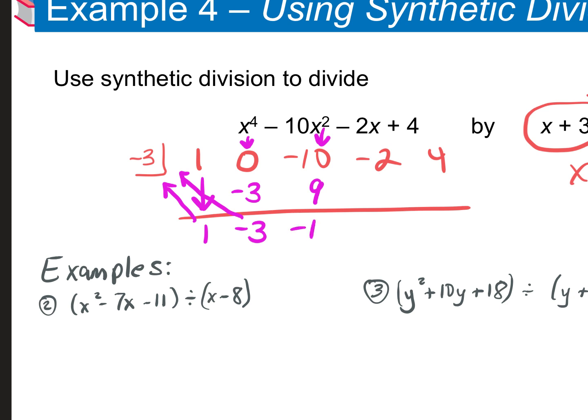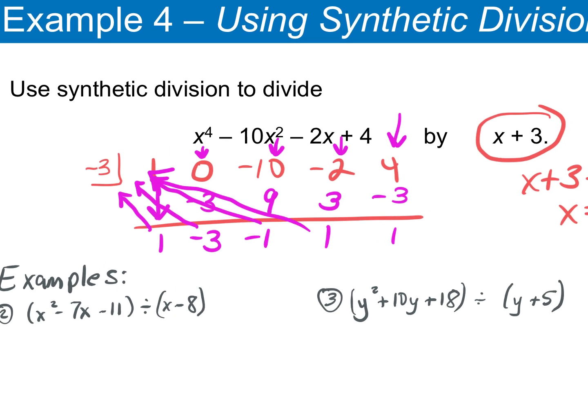What's negative 10 plus 9? Negative 1. Multiply to the corner. What's negative 1 times negative 3? 3. Now we're going to add down. What's negative 2 plus 3? 1. Multiply to the corner. 1 times negative 3. And then add down. 4 plus negative 3 is 1. All right, so now you guys are like, okay, now what?